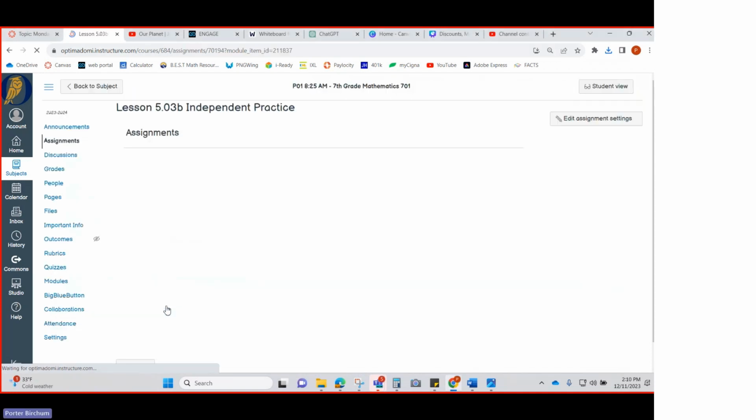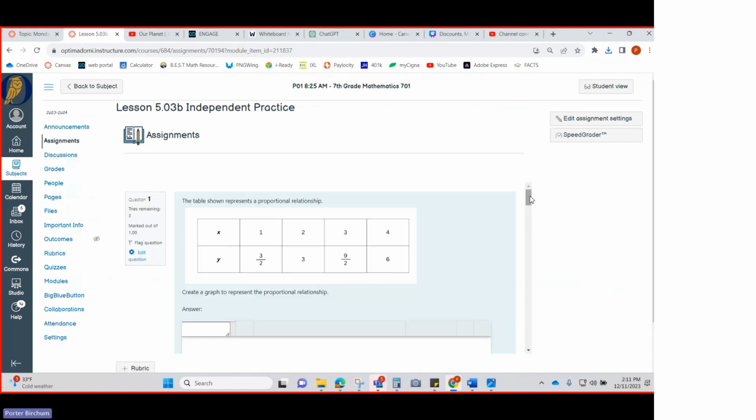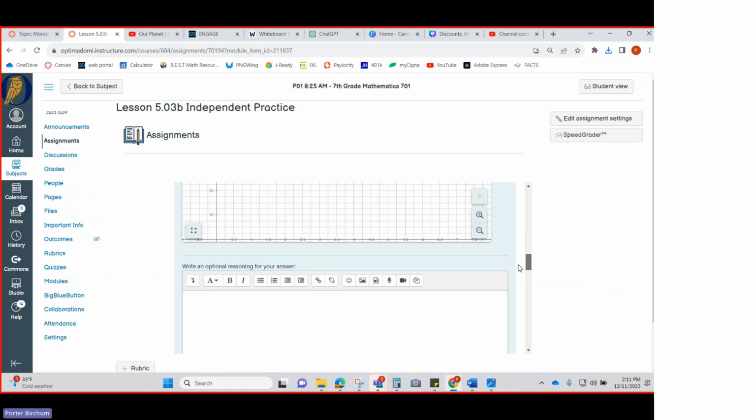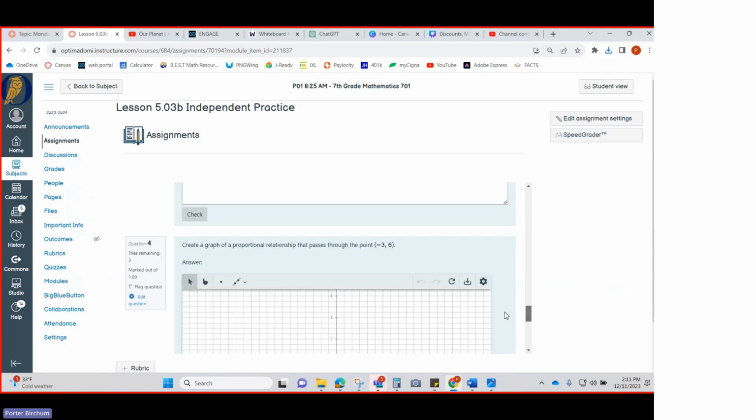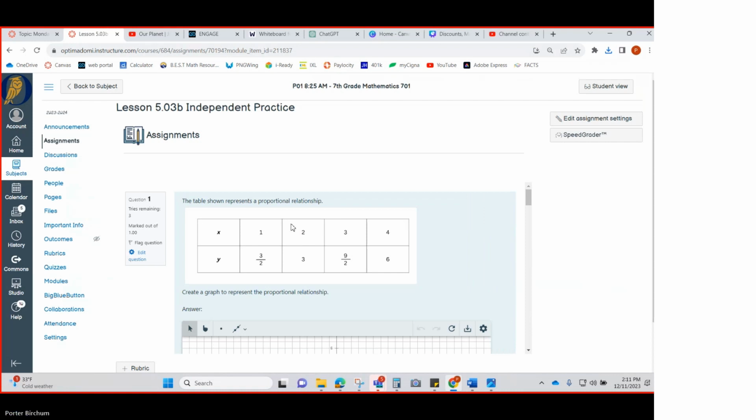Let's jump right in to the homework. First, check, see how many questions we got. 4. Nice. Okay. The table shown represents a proportional relationship.